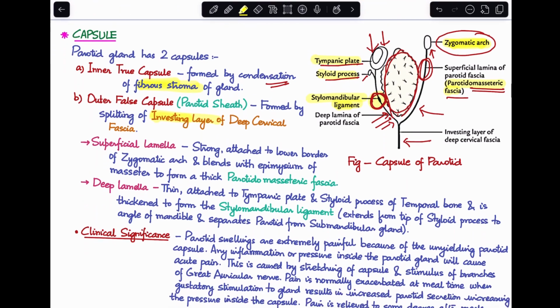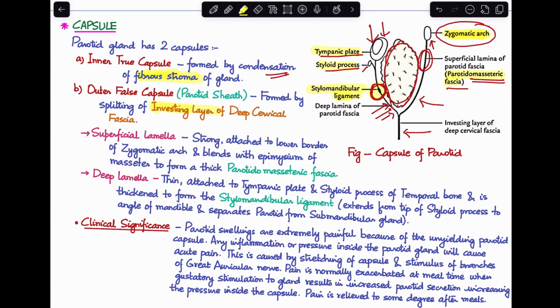Now, what is the importance of knowing all of this? Why do we even need to know? What is the surgical or the clinical significance of knowing this? We have found out that the parotid fascia and parotid sheath are all actually very tightly adherent. So whenever there is a parotid swelling, say there is an infection of the parotid, for example, the most common one is mumps, parotid swellings can end up being extremely painful because of the presence of this unyielding parotid capsule. So any inflammation or pressure that develops inside the parotid gland will end up causing acute pain in the patient. Why do you feel pain? Because the capsule is very unyielding.